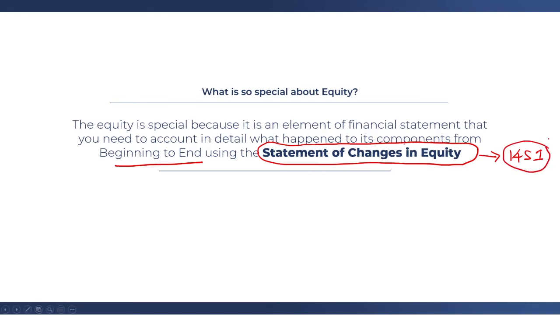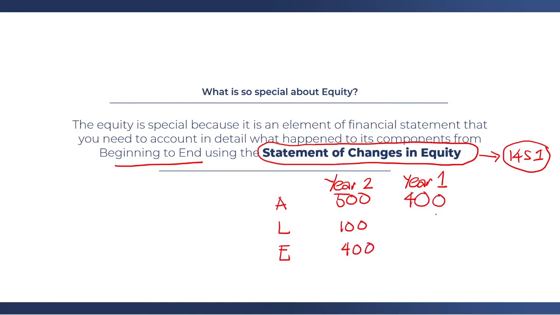The other elements of the financial statements, you just need to present side by side the year-on-year balances. So for example, if we have the current year as year 2, the previous year as year 1, this is how a normal condensed balance sheet or financial statement will look like. This is the assets, liabilities, and equity. For example, in the current year, we have 500 assets, 100 liability, and 400 equity. In the previous year, we have 400 assets, 200 liabilities, and 200 equity.